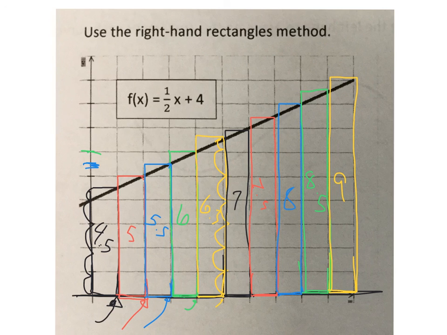So if we add up all these heights, 4.5 plus 5 plus 5.5 plus 6 plus 6.5 plus 7 plus 7.5 plus 8 plus 8.5 plus 9, we get 67.5 square units as the estimated area under the curve.